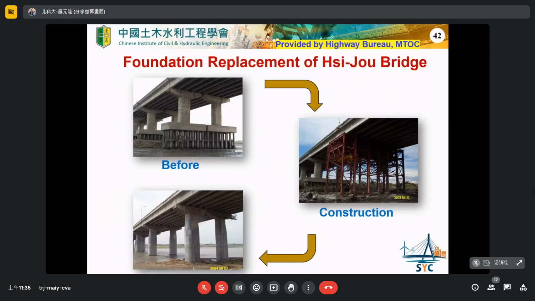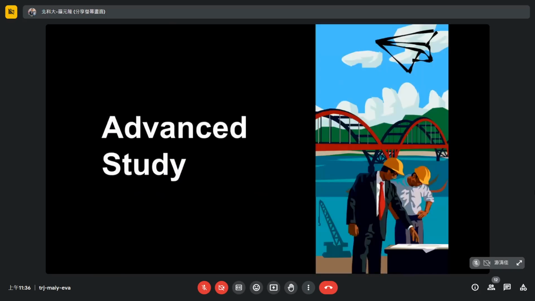So this is the original situation. The scouring depth is very serious. And then we use the foundation replacement work to implement a new steel frame to make the load pass changing. And then when the bridge pier was completed, we dismantled the steel frame. I use 3 photos to briefly introduce the construction stage of this bridge.